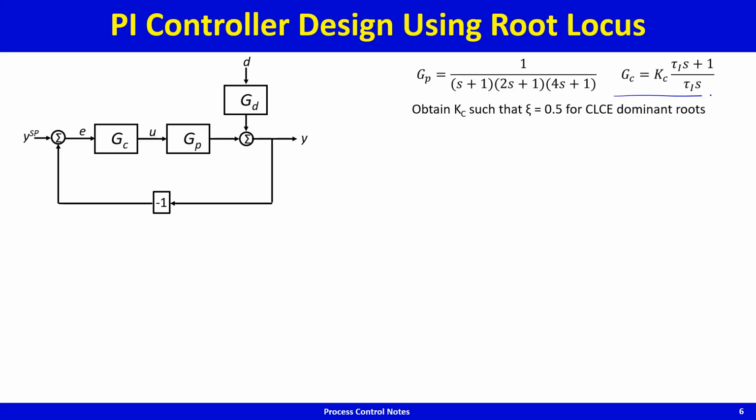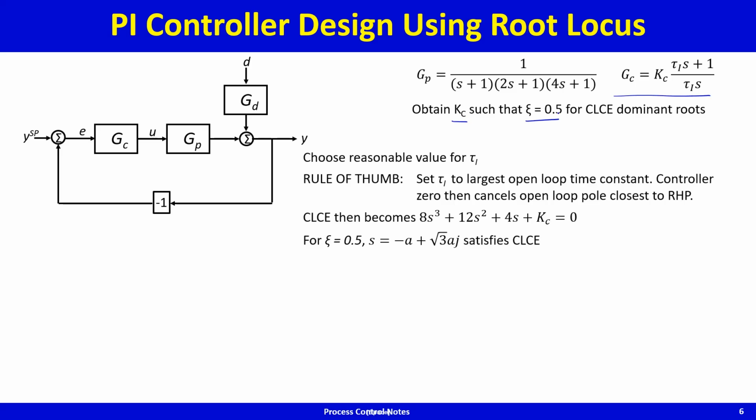we are using a PI controller and we want Kc such that closed loop damping coefficient is 0.5, and so we need to choose a reasonable value of tau I, and the rule of thumb is set tau I to the largest open loop time constant. Controller 0 then cancels the open loop pole closest to the right half plane, and that helps move the locus leftwards, which stabilizes this, which helps the dynamics of the system, faster dynamics.